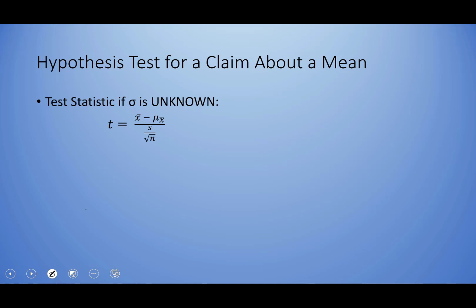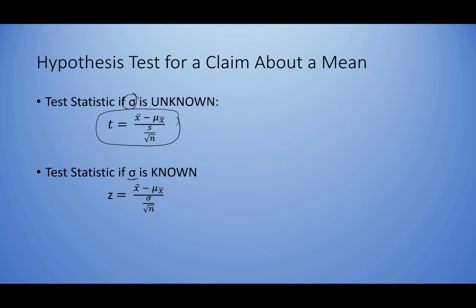Now we're going to have two options here. If our population standard deviation is unknown, which is usually the case, we're going to use the t-distribution, and this particular formula is going to allow us to calculate our test statistic when our standard deviation is unknown. Now, if we do know our population standard deviation, we will use the z-distribution. And so our formula has the same general setup, but just some slightly different values in it. We would use the second formula here when our standard deviation is known.